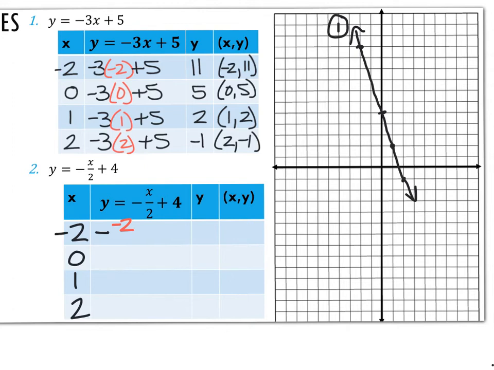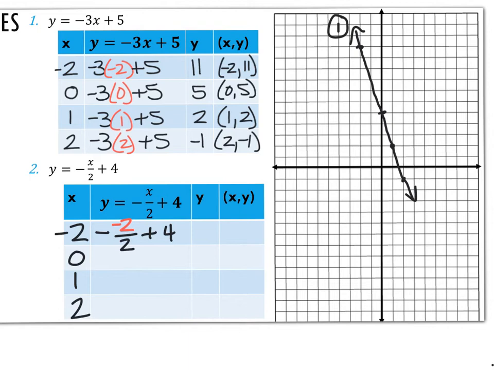Since it's on a fraction, this time I'm not going to put the parentheses in there because it's already kind of separated with that fraction. But then I'm just going to work through that problem. So here I'm going to think about that fraction first. -2 divided by +2 is -1, and then a -1 makes that positive.